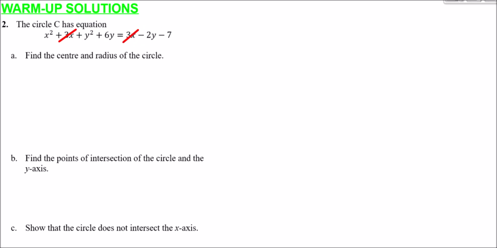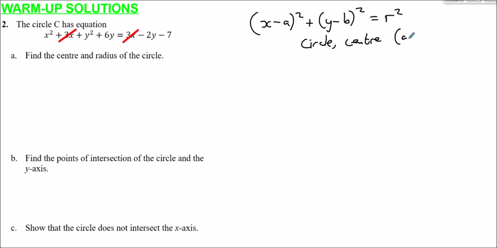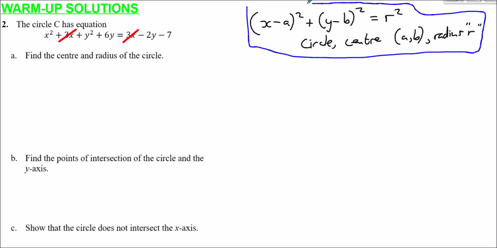Now, the equation of a circle, what I want to aim for is (x minus a) squared plus (y minus b) squared equals r squared. That's a circle, centre (a, b), and the radius r. That's going back to year 12. You may have forgotten that, hopefully not, but forgetting stuff isn't against the law, as long as you remember it now.